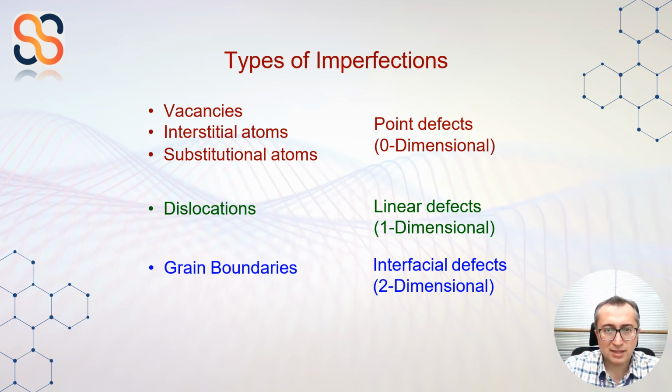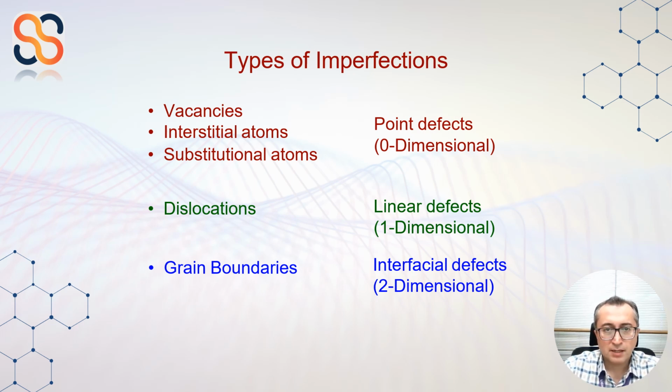Next, we have linear defects, which are one-dimensional. The main type of these are dislocations. They are irregularities along a line in the crystal structure. Dislocations play a crucial role in how metals deform. When stress is applied, these dislocations move, allowing the material to change shape without breaking. This movement makes metals more ductile and easier to work with.